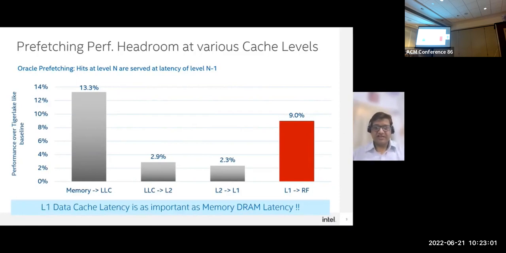Much to our surprise, prefetching from L1 to the register file has very similar performance headroom as prefetching from the memory, even though the latency of the L1 data cache is just 5 cycles. This performance headroom becomes more apparent once we realize that 93% of all loads hit the L1 data cache. This is why it is critical to mitigate even the small L1 cache access latency.